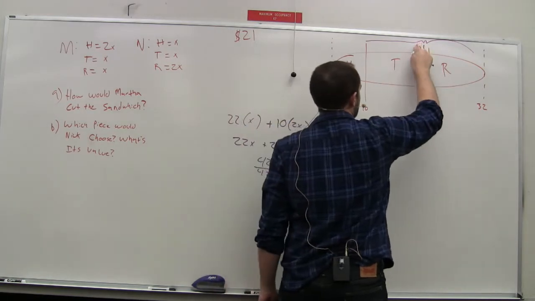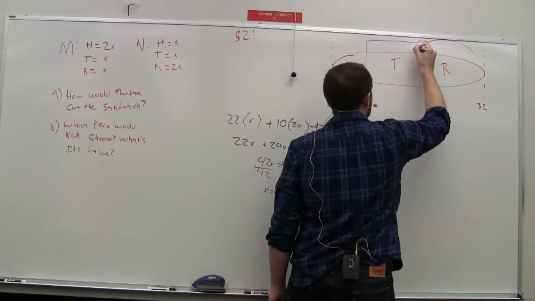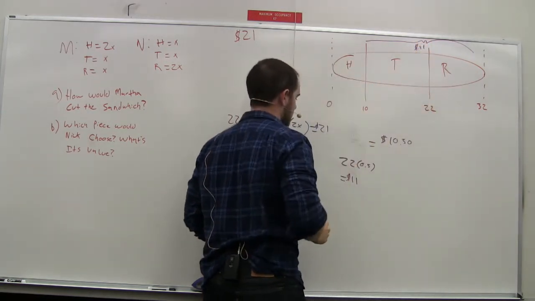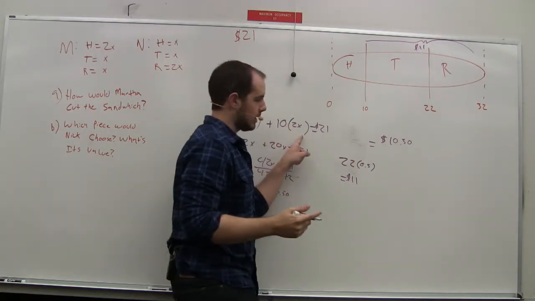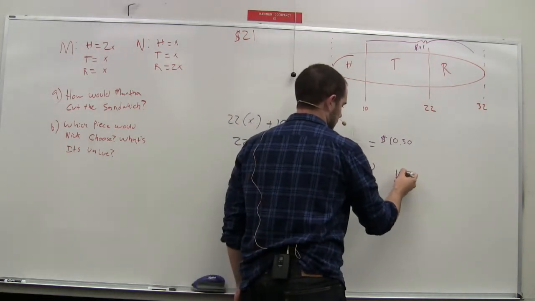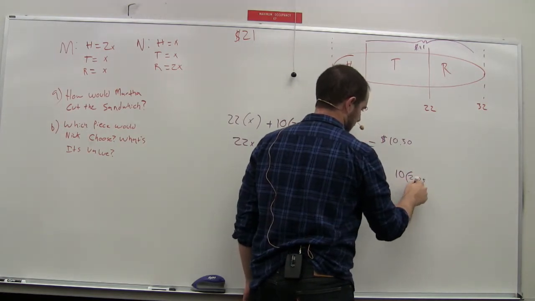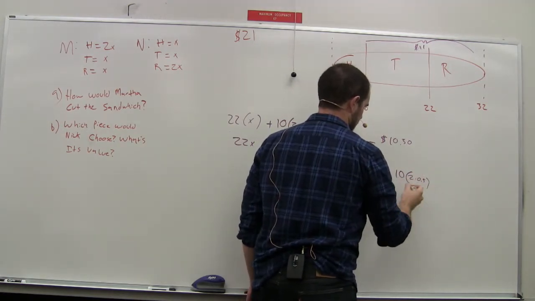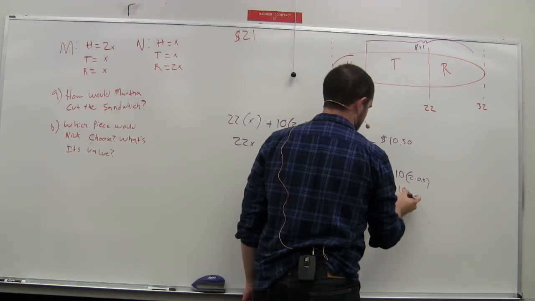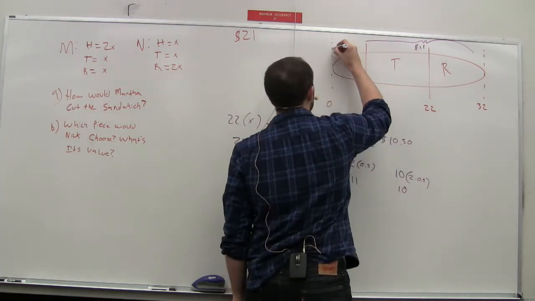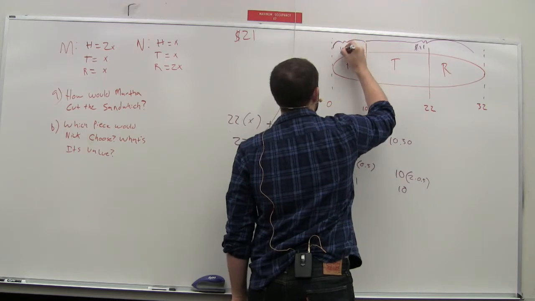Okay, so now we can find the value of the ham. Remember, the ham is 10 times 2x. So we do 10 times 2 times 0.5, 2 times x. If we solve for that, we actually just end up with 10. Okay, so this part here is worth $10.